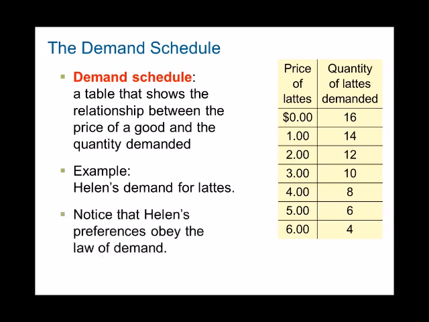Notice that Helen's preferences obey the law of demand. As prices go up, the quantity of lattes she demands is decreasing. That's something that happens to almost everyone. As the price of a product goes up, we tend to purchase less of it.